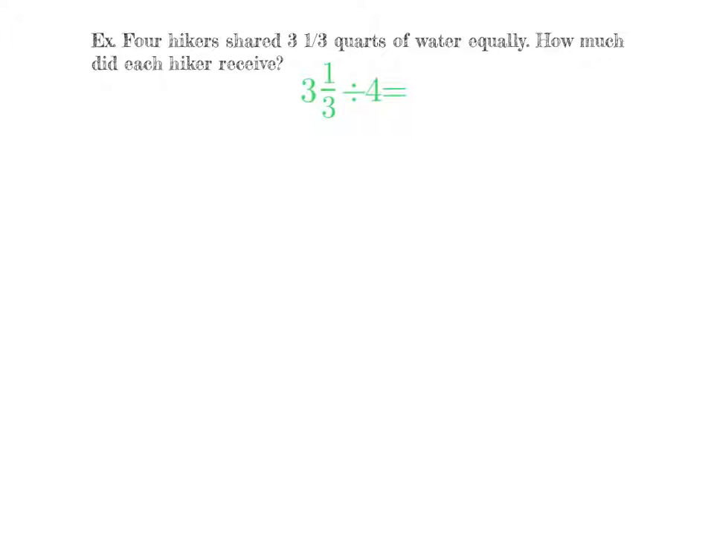All right, let's try. Okay, so here's an example problem. There are 4 hikers, and they're sharing 3 and 1/3 quarts of water equally. So how much did each hiker receive? Our first number represents the amount of water, 3 1/3 quarts. The second number represents how many people we're splitting it by, 4 hikers. If I estimate first, there's 3 1/3 and we're dividing it by 4 people, so each person is going to get almost 1, but not quite 1, because there's not enough for each person to get 1 quart.